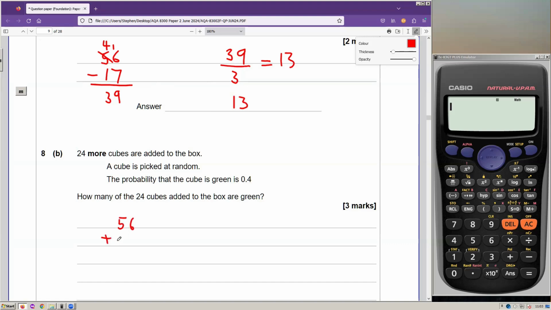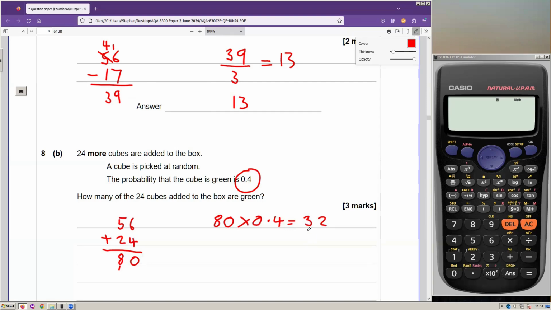56 plus 24. Sorry about my voice, I'm getting a bit croaky. But so, carry the 1 over. 5, 6, 7, 8. So we've got 80 now. And we know the probability of green is 0.4. So if we times it by 0.4, we will now know how many green cubes there are. So 4 8s are 32. So it's going to be 32.